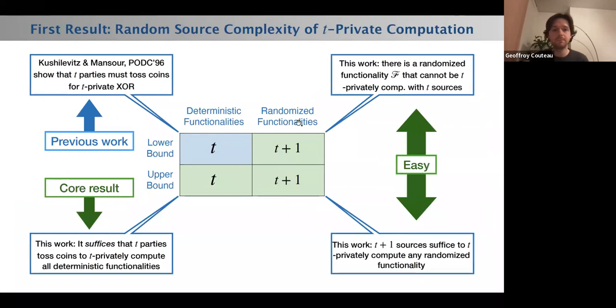So as a starting point, as a warm-up, I'll explain why if you have T+1 sources, you can T-privately compute all functionalities, which is a result that you should expect to hold. And then I'll devote most of the presentation to our core result, and the fact that for deterministic functionalities, actually T parties tossing coins are necessary. If you want to see the lower bound, I encourage you to see the paper.